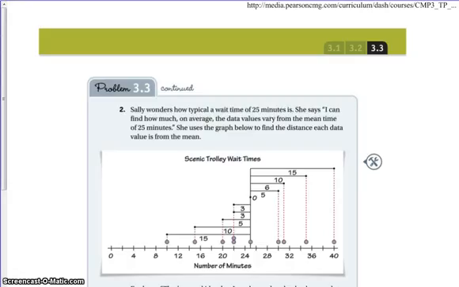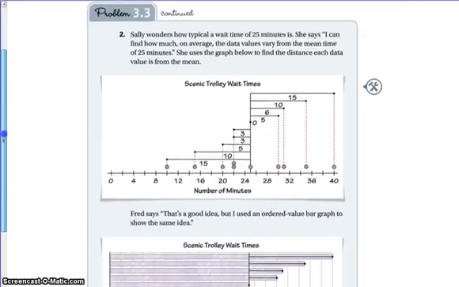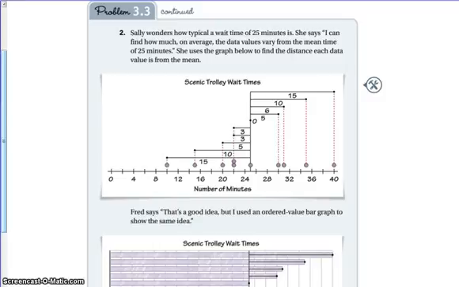Going on, we're going to take a look at A2 now. Sally wonders how typical a wait time of 25 minutes is. She says, I can find how much, on average, the data values vary from the mean time of 25 minutes. And she uses the graph below to find the distance each data value is away from the mean. What she's doing is finding the deviation away from the mean. So this point here at 10 is 15 away from the mean, or it has a distance of 15. This one up here at 40 has a distance of 15 as well.